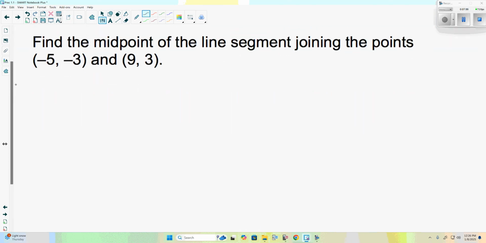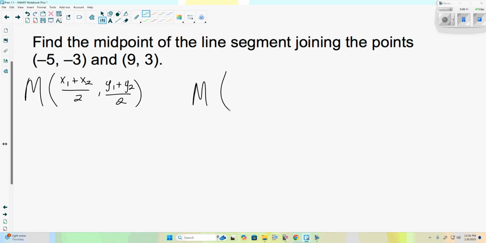So if I wanted to find the midpoint of this here, we're just going to use this here. So we take our x values and add them together. So we'd have negative 5 plus 9 over 2, comma, negative 3 plus 3 over 2.